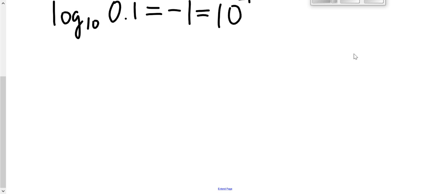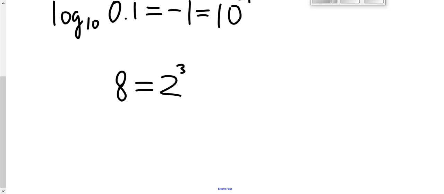So let's do eight. Can I say 8 is 2 raised to the power of 3? Of course, yes. Now let's see how logarithm can change things around. Here you have 2 raised to the power of 3.